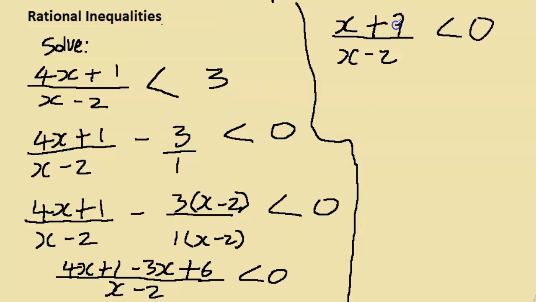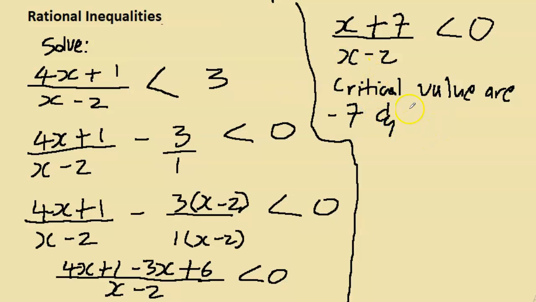And then the critical values are the values which make the numerator 0, that's negative 7, and the value of x that will make the denominator 0, which is 2. In other words, if you plug 2 into this denominator here, you get 2 minus 2, which is 0, right? And if you plug negative 7 into the numerator, you get negative 7 plus 7, which is also 0. Or you could just get it by equating the numerator to 0, x plus 7 equals 0, x equals negative 7. Equate x minus 2 equals 0, x equals 2. So these are our critical values.